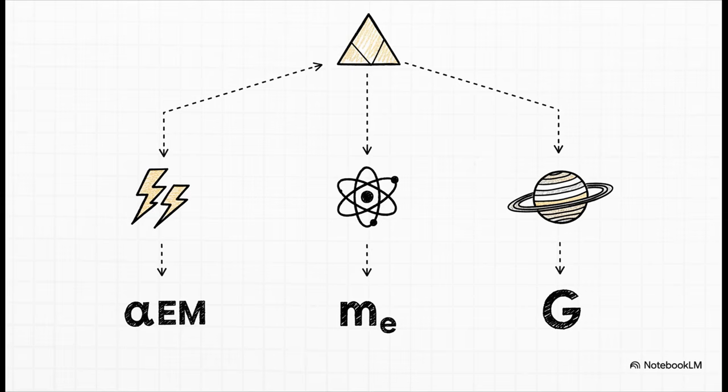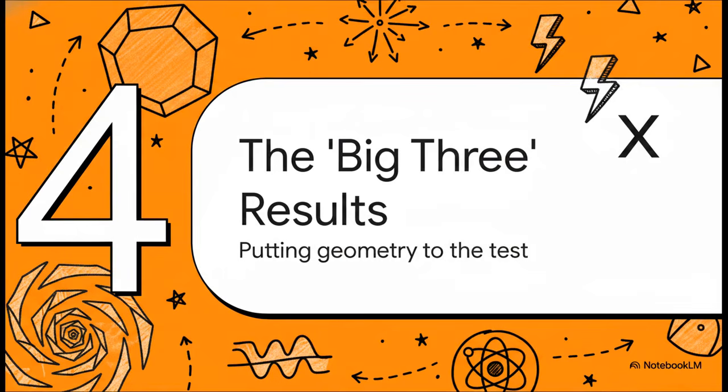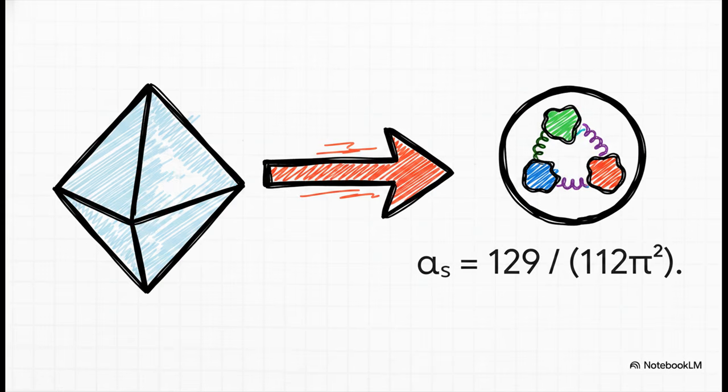Measure those 3 things, and the geometry of the tetrahedron supposedly predicts everything else. Okay, this is where it gets really exciting. A theory that makes claims this big needs to make some bold, testable predictions. So let's look at the big 3 results that just pop out when you put this geometric structure to the test. First up is the strong nuclear force.